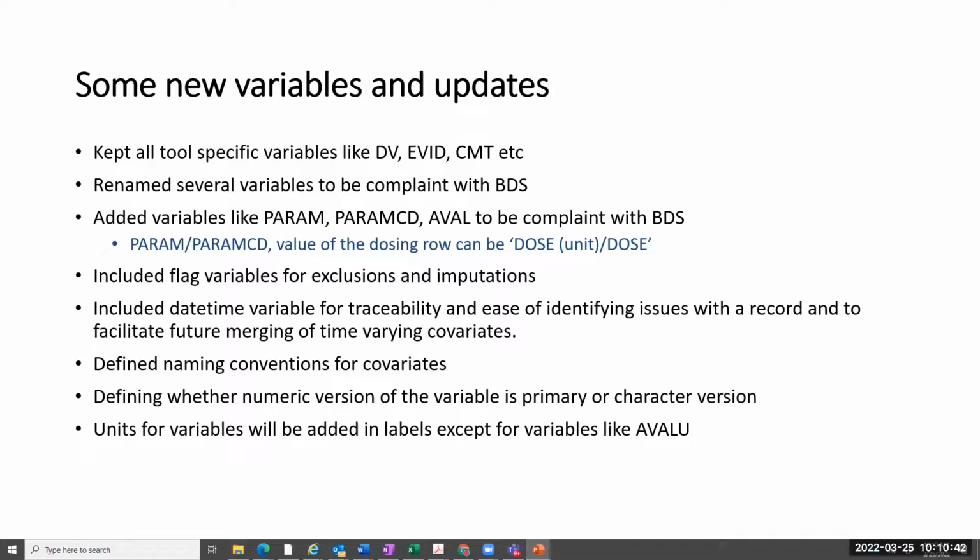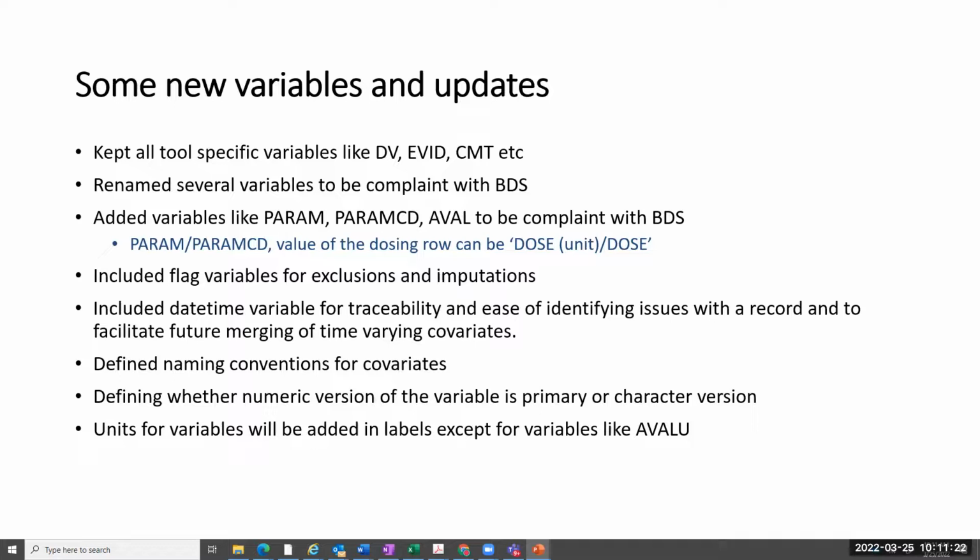We had to rename several variables to be compliant with BDS, and I will get to that as well. We also added variables like PARAMCD and EVAL to be compliant with BDS. If you see, PARAM and EVID are kind of like DV and EVID, right? So it will be repetitive information, but these variables are required to be compliant with BDS, so we will have both. You may choose not to use them in the analysis, but they will be there in the data set.